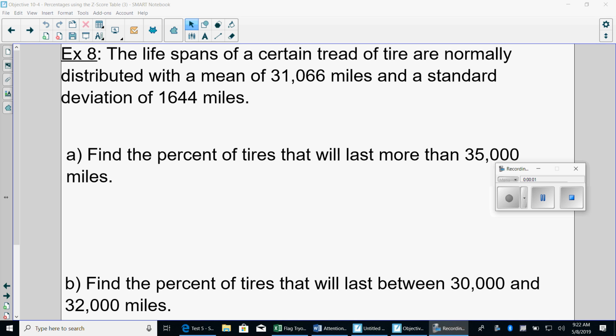Right, we are picking up on 10-4. This is part 3, so this will be example 8. We've done part 1. Part 1 we looked at what was less than. What will give you what's less than? The z-score table gives you what's less than.